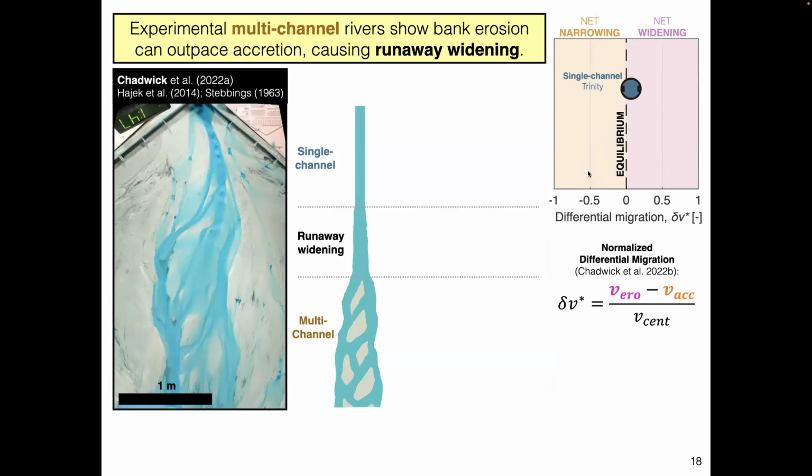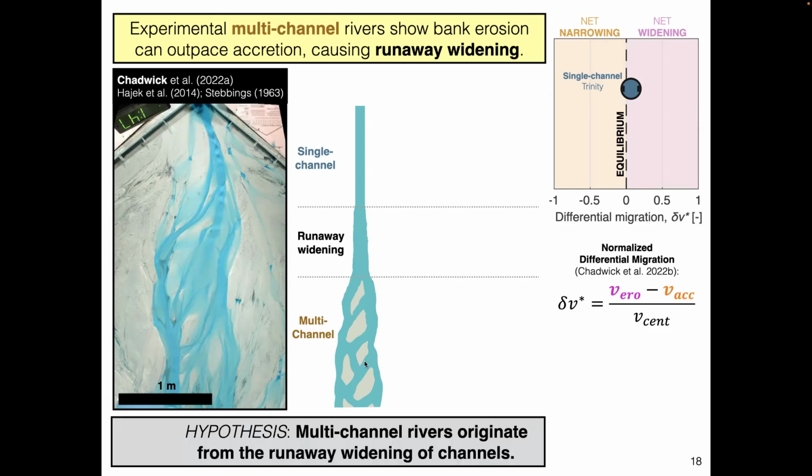But importantly, there's experimental evidence that multi-channel rivers don't always follow this trend. So you can look at these lab experiments where there's evidence that bank erosion can actually outpace accretion, causing what's called runaway widening. Here's an example from a SAFL experiment, where it was noted how the initially single channel widens over time and then eventually splits into multiple interconnected channels. And so this has led to the hypothesis that these multi-channel rivers themselves might originate from this runaway widening of their channels.